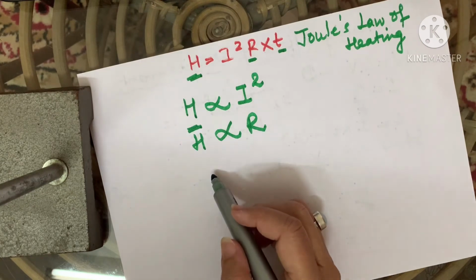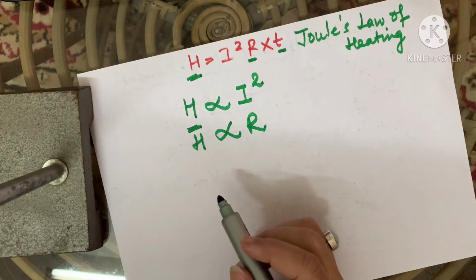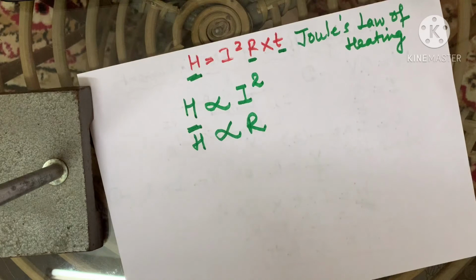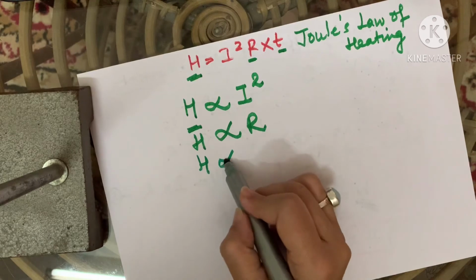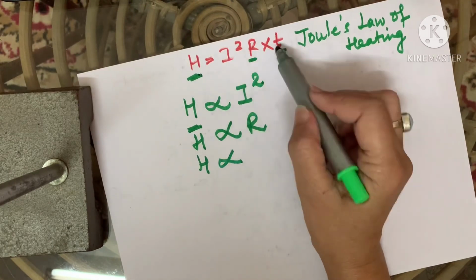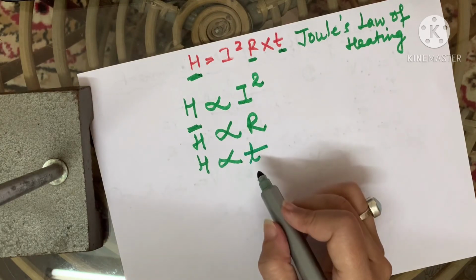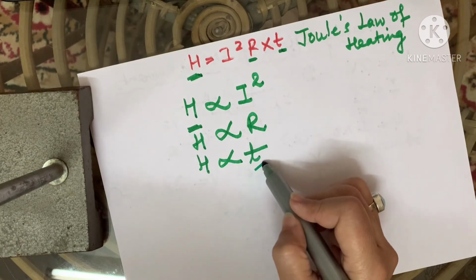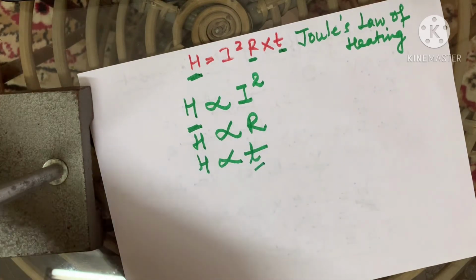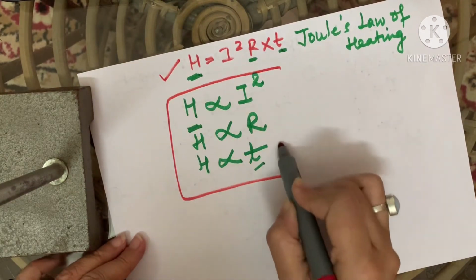So this means that a given current will produce more heat in a high resistance wire than in a low resistance wire. And it is also clear from the formula that H is directly proportional to the time. If the current is passed through a wire for double the time, then the heat produced is double. So please remember this formula as well as the 3 conditions.